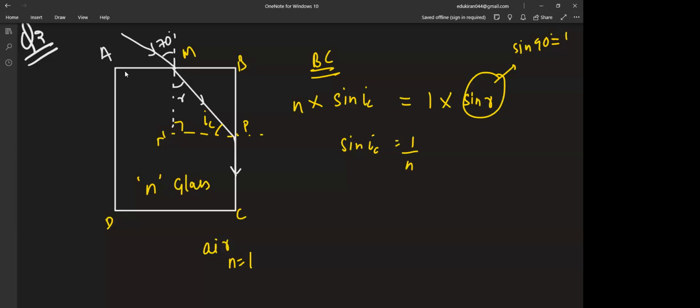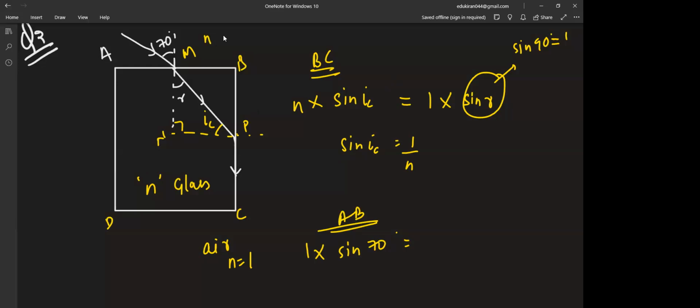Now come to this surface AB. Here also we can apply Snell's law. This is air. So 1 into sine 70 is equal to, what is this medium? N into sine R. At this point we are applying Snell's law. So 1 into sine 70 is equal to N into sine R. This is clear, the application of Snell's law. If it's still not clear, please let me know. I'll repeat it. I'll tell you how I am writing these equations.